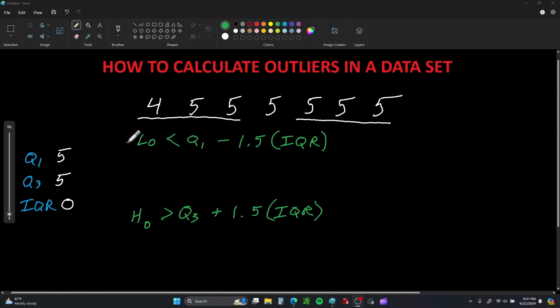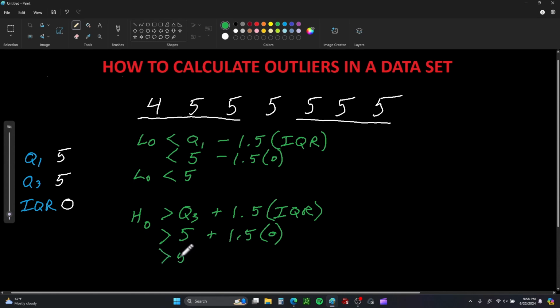So here are our 2 formulas again, and we'll just plug the numbers in. So for low outliers, it's numbers smaller than Q1, which is 5, minus 1.5 times the IQR, which is 0. And then this whole thing is just going to be 0. So low outliers are numbers less than 5. And then for the high outliers, I need numbers greater than Q3, which is 5, plus 1.5 times 0, which is still 0. So high outliers would be numbers bigger than 5.